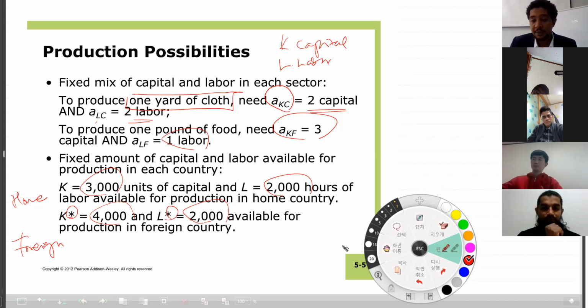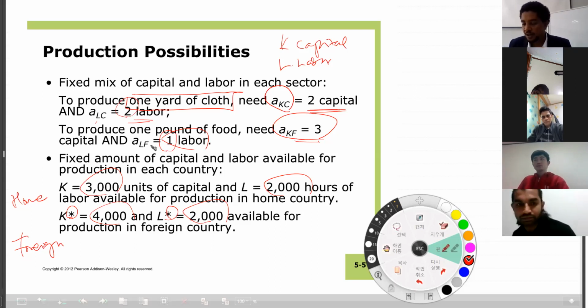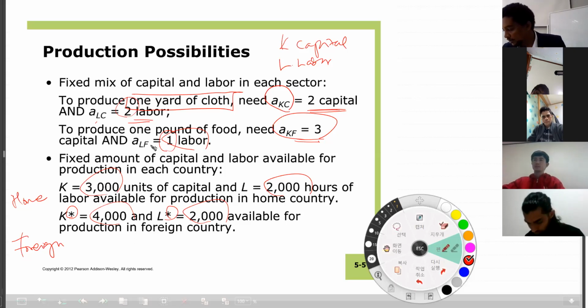So we will be using this given capital and labor to draw our production possibility frontier, okay? You can see we have 2 capital here and 3 capital here, so the total capital we have is 5, right? And we have 2 labors and 1 labor here, so we have 3 labors to produce both food and clothes. But the maximum amount of capital home has got is 3,000, and the maximum labor home has got is 2,000. So we will draw the production possibility frontier. I will come back to this later on.